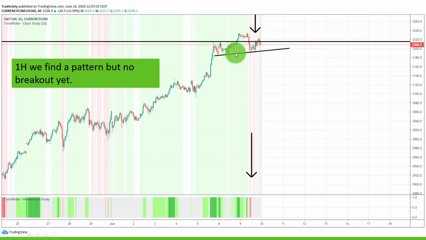So we see we have something like a head and shoulders happening right here. And you can see, although the trend rider here gave you a red signal, it happened before the breakout happened. And this is not a signal. We always need to have a confirmed breakout. Otherwise, it is not a good and solid enough signal. So you need to have a breakout out of a diagonal trend line or out of a support level.